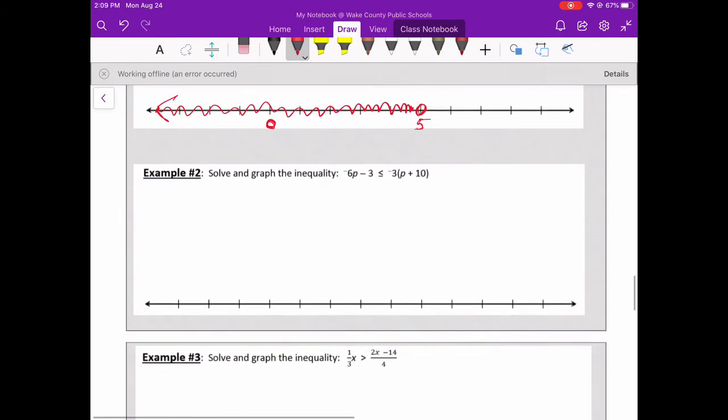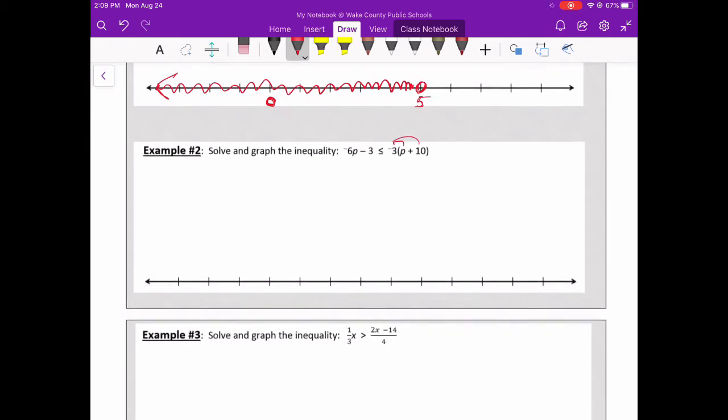Okay, let's try another example. All right, a little bit more complicated this time. I'm going to go ahead and distribute so that I don't forget to do it. Remember, that means I have to multiply by negative 3 twice. So negative 6p minus 3 is less than or equal to negative 3p minus 30. Okay, there are actually more p's on the right side. I know it's tempting because 6 is bigger than 3, but negative 6 is a smaller number than negative 3. So I'm actually going to add 6p to both sides.